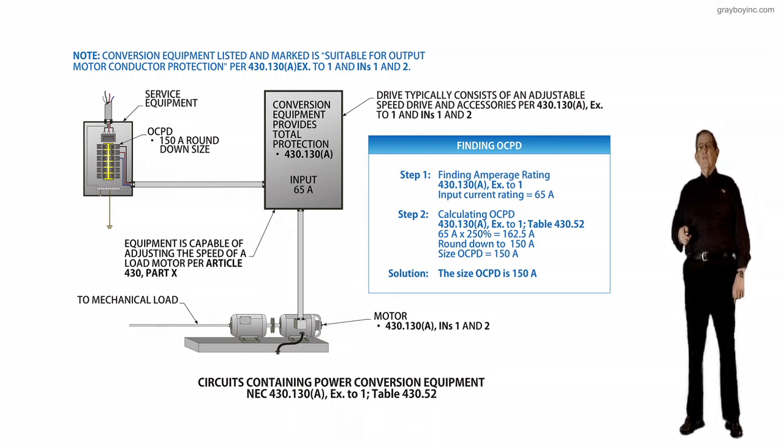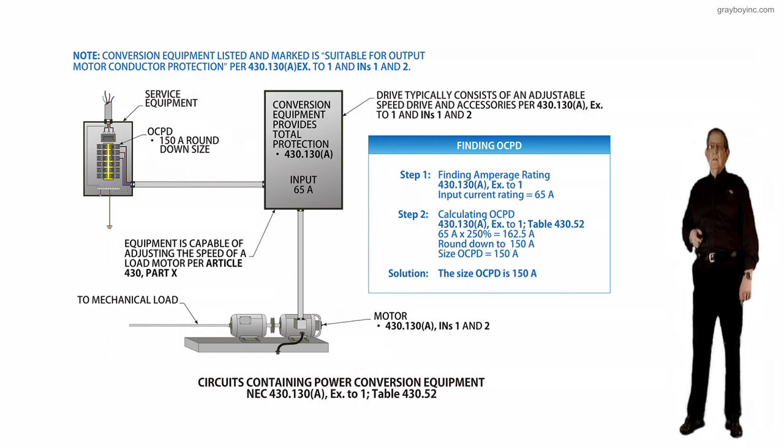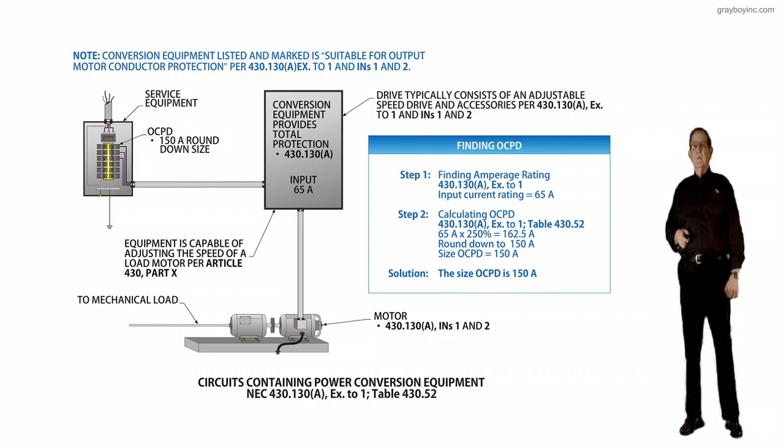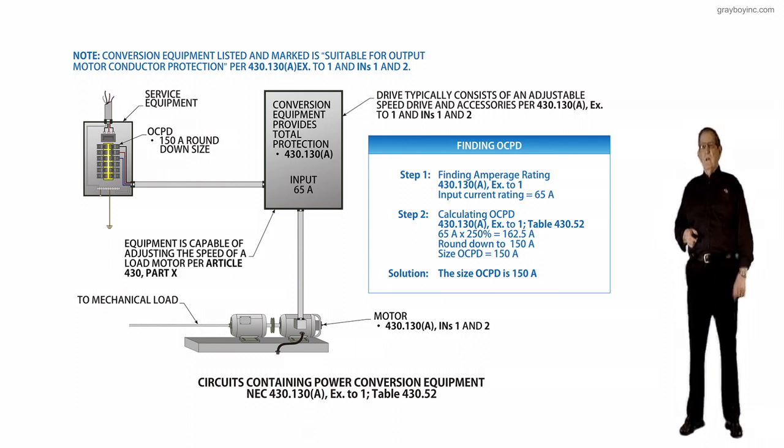And then, of course, the motor itself, when you see the motor, we go to 430.130A, informational notes 1 and 2, and they would give us more information on that motor. So this kind of highlights why this new exception was accepted and added.